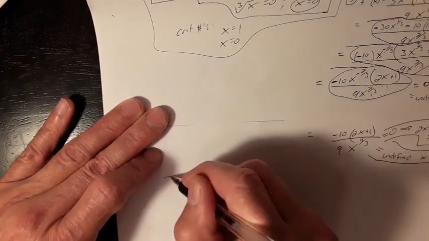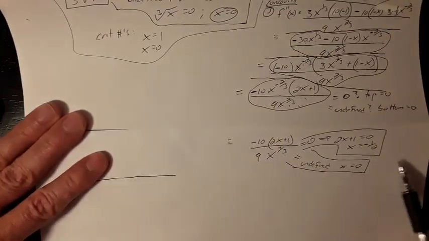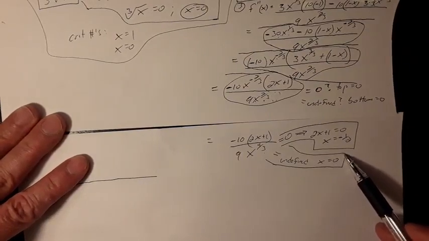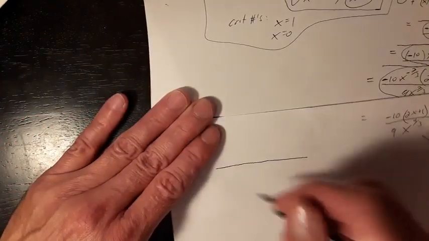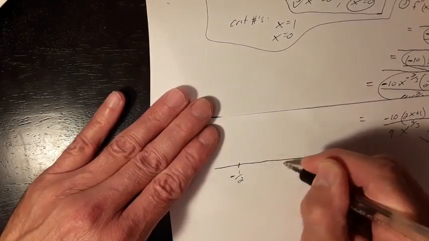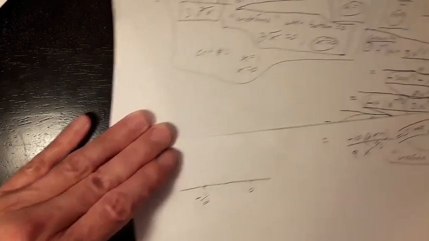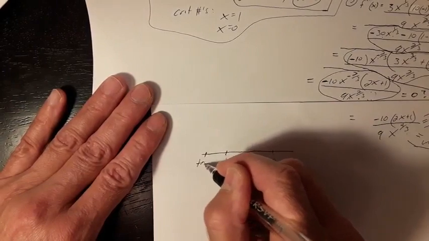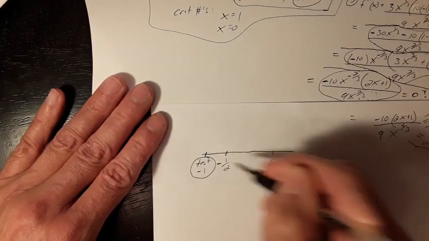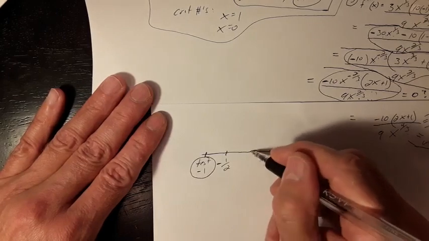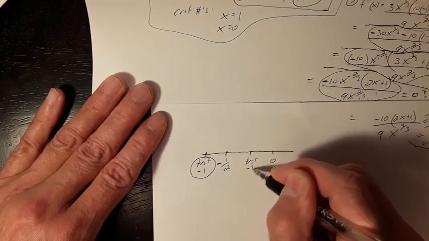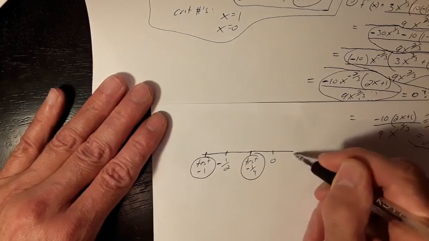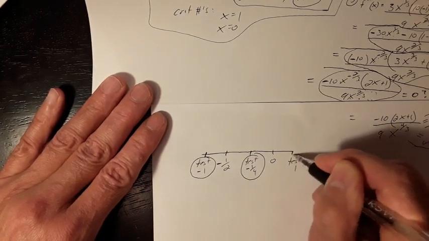And I'm going to make a number line. These are actually the critical values of f prime, if you think about it. And I'm going to put the negative 1/2 and the 0 on this number line. And now I'm going to choose values to the left, right? So I took the negative 1/2 and the 0, I stuck them on a number line, and now I'm going to choose my test values. Something to the left of negative 1/2, say negative 1. Something between negative 1/2 and 0, say negative 1/4. And something greater than 0, say 1.